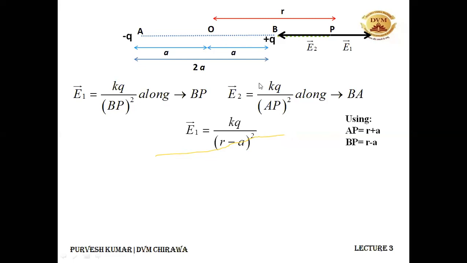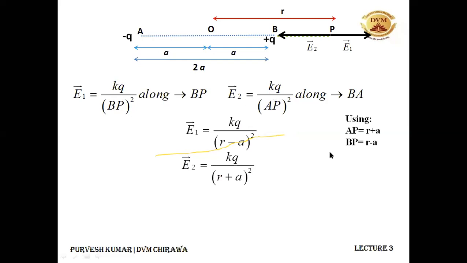In place of BP, I have written R minus A square. And in place of AP square, I can be writing R plus A square. So E2 can be written as KQ upon R plus A square. I do hope that it is clear to you. I have just put in the values of BP and AP in the equation.